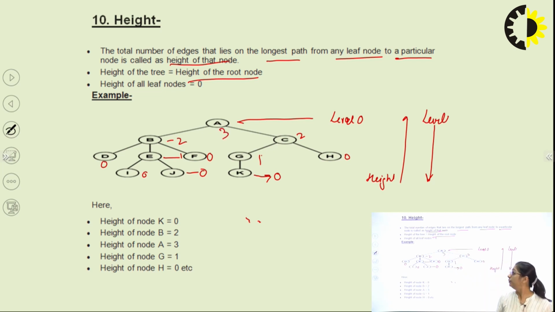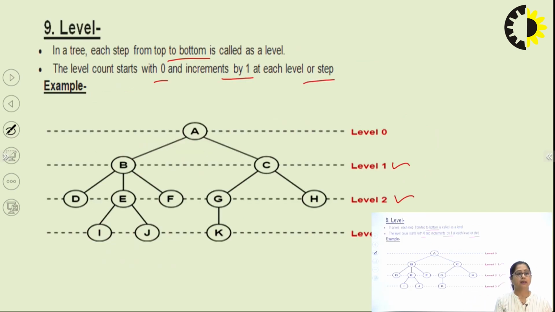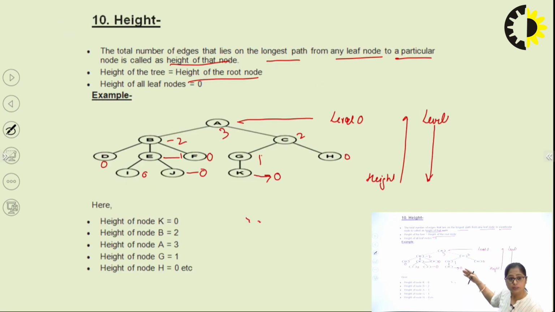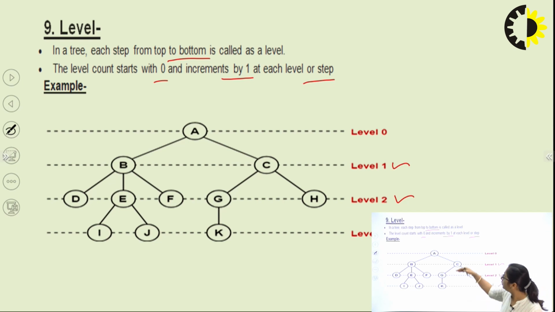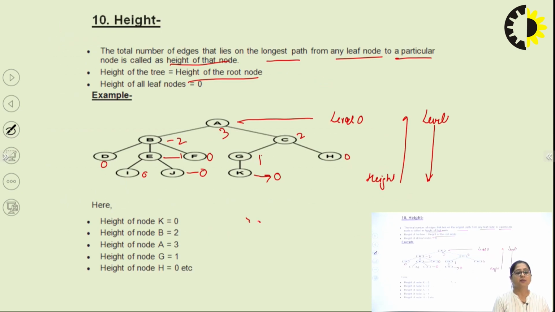If you refer to the previous slide, the level is 0 to 3 in the downward direction, and the height is also 3. The level is 3 and the height is 3, but the direction of calculating is different. Height is calculated from 0 in the upward direction, and level is calculated from the root node in the downward direction. This is the only difference. Otherwise, height and level are always equal in nature.